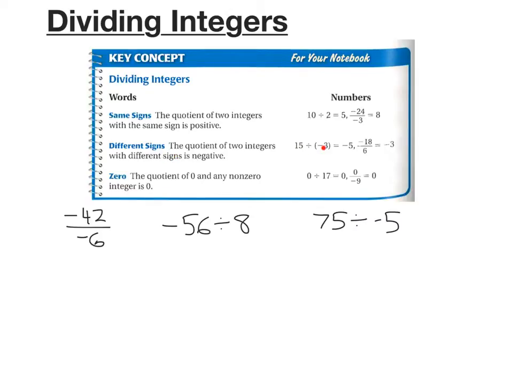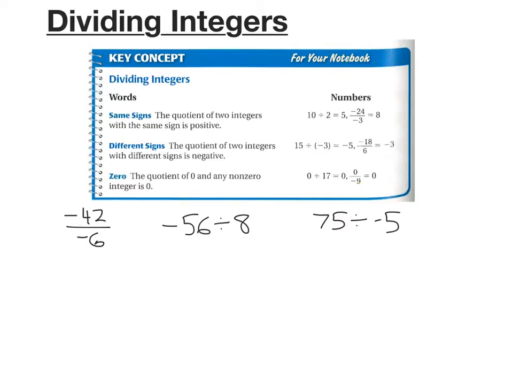15 divided by negative 3: 15 divided by 3 is 5, but because one of them is negative and one is positive, the answer is negative 5. Same thing with negative 18 divided by 6. Because one of them is negative, the answer is negative 3. With 0, the quotient of 0 and any non-zero integer is 0, so 0 divided by 17 equals 0, 0 divided by negative 9 equals 0.